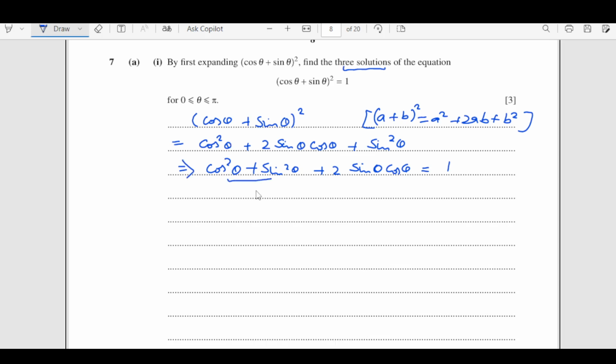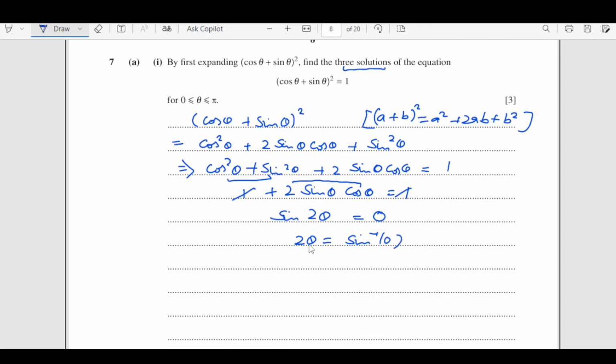So sin squared plus cos squared is 1, plus 2 sin theta cos theta is equal to 1, right. This 1 and 1 get cancelled. So we have sin 2 theta. Now you see we have this sin 2 theta, the formula of sin 2 theta is 2 sin theta cos theta. So this is equal to 0. Now 2 theta is going to be sin inverse 0, right.